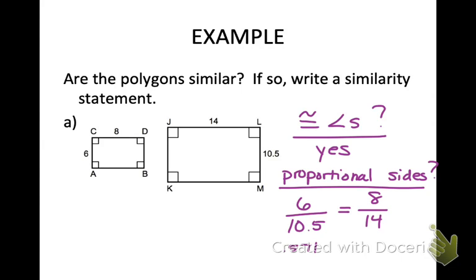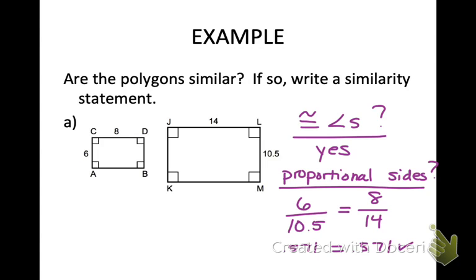Now do the same thing for 8 divided by 14. So they're the same. So then I know I have proportional sides. Or we could just check cross products and see if they're equal. 6 times 14 is 84. If I do 8 times 10.5, I also get 84. So my cross products are also the same.